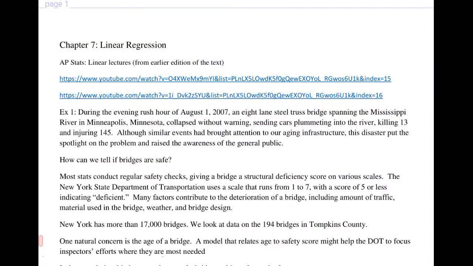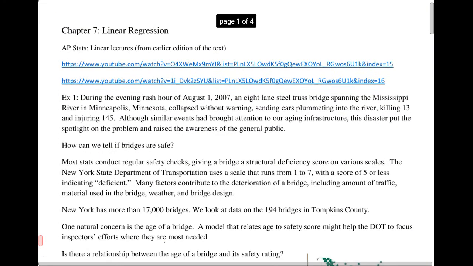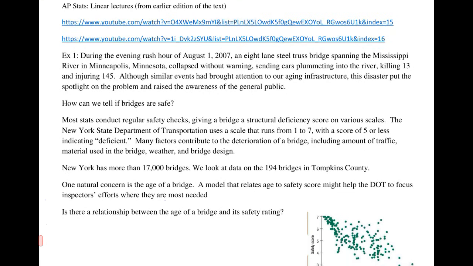Chapter 7, Linear Regression. Example 1. During the evening rush hour of August 1st, 2007, an 8-lane steel truss bridge spanning the Mississippi River in Minneapolis, Minnesota, collapsed without warning, sending cars plummeting into the river, killing 13 and injuring 145.